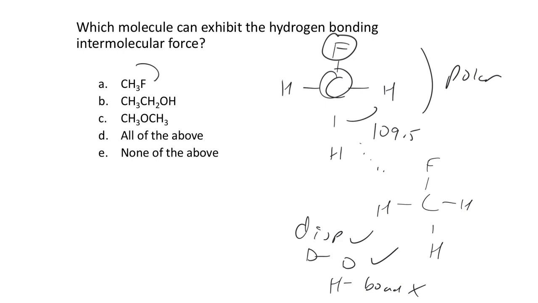The partial charges on hydrogen here aren't going to be high enough for this thing to have any kind of special H bonding force of attraction. So no hydrogen bonding for A. What about B? Hydrogen bond? Yeah, so B is going to have hydrogen bonding forces of attraction because I have hydrogen directly attached to oxygen.